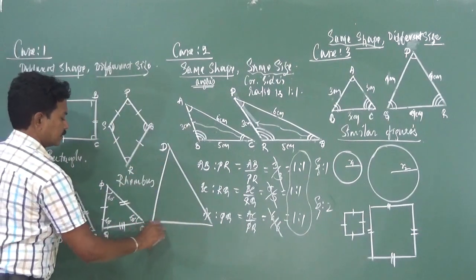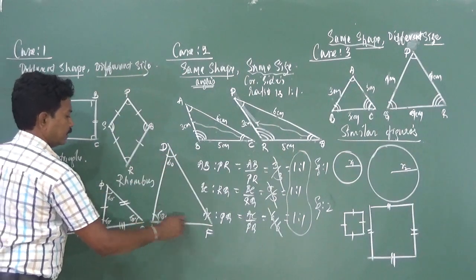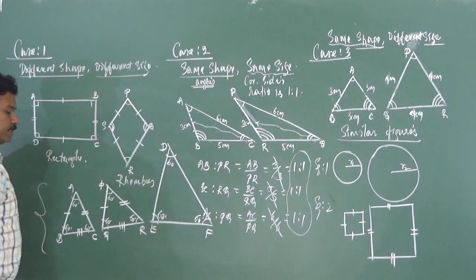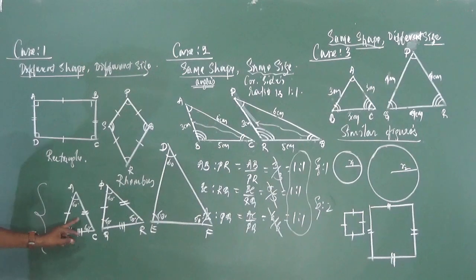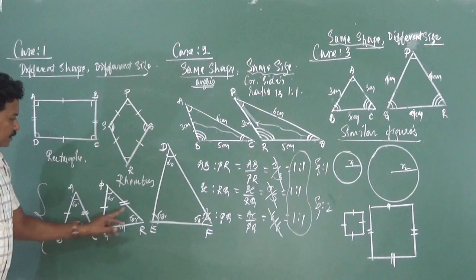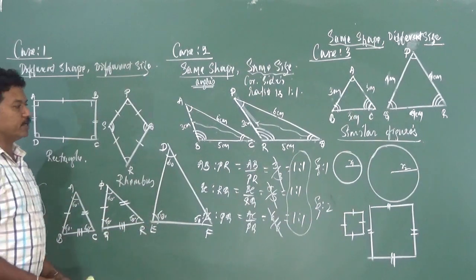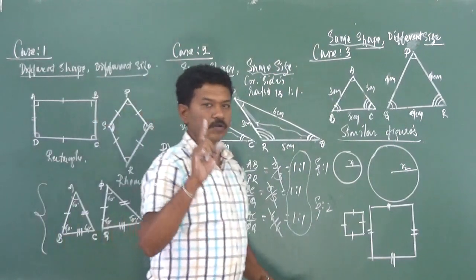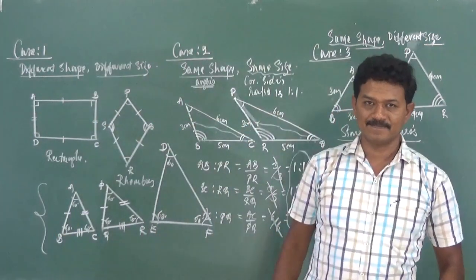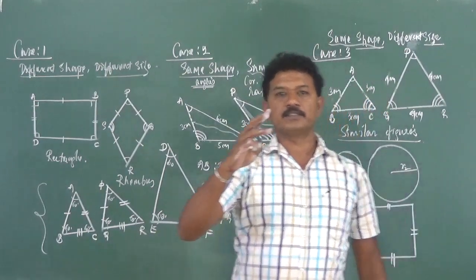Okay, I will call it DEF. This is 60 degrees, this is 60, and this is 60. When you compare this and this, they have the same shape but different size. Compare this and this, they have the same shape but different size. So, two equilateral triangles are always similar.